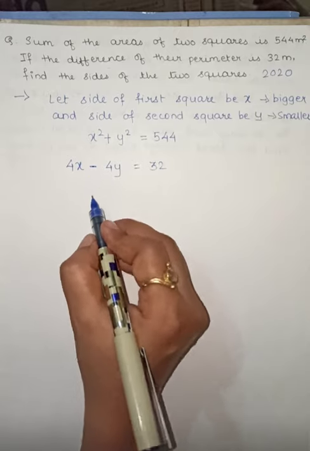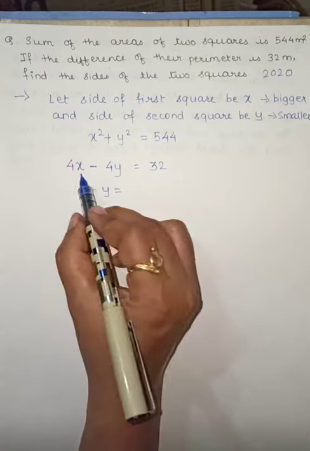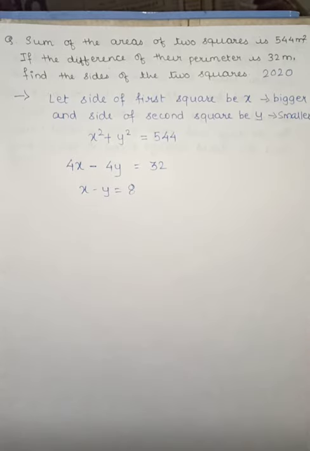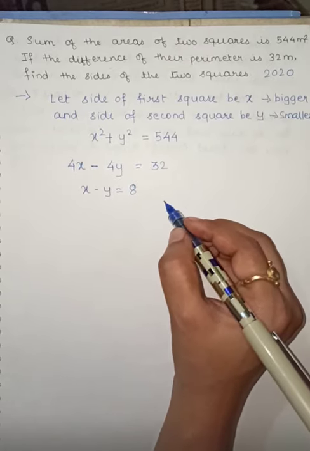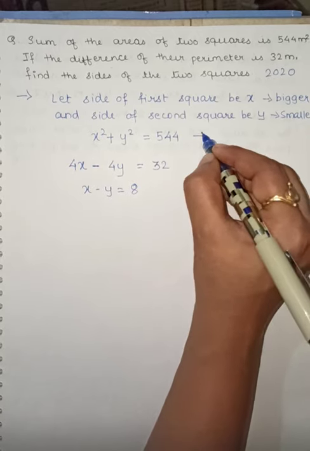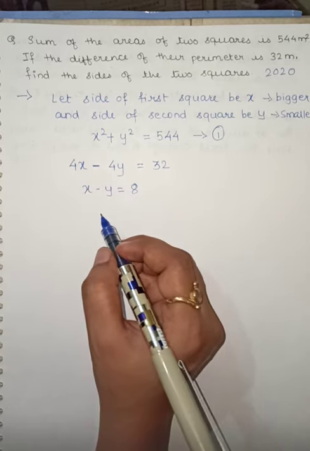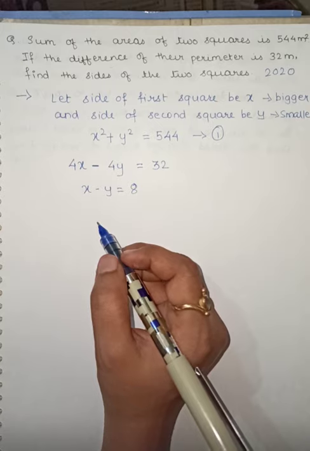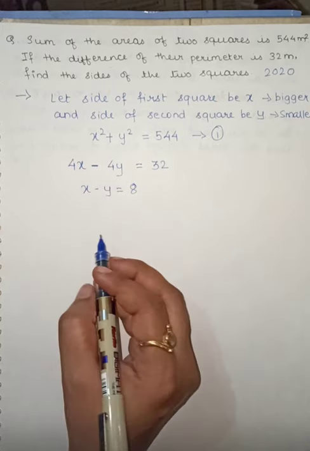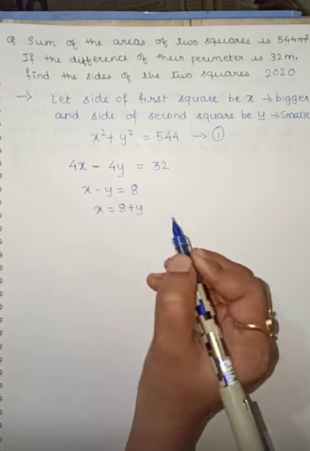Let us simplify, taking 4 common. Let us divide the whole equation by 4. So x minus y equal to 8. Now I have got two equations and I have to simplify them so as to obtain the values of x and y. Let us mark this as equation 1. If I have to simplify it, can I write it in terms of any of the variables? Yes. Let us shift this y to the other side. So it will give me x is equal to 8 plus y.